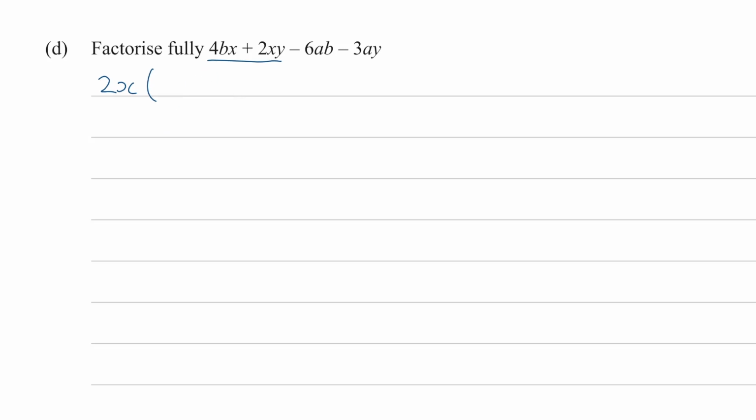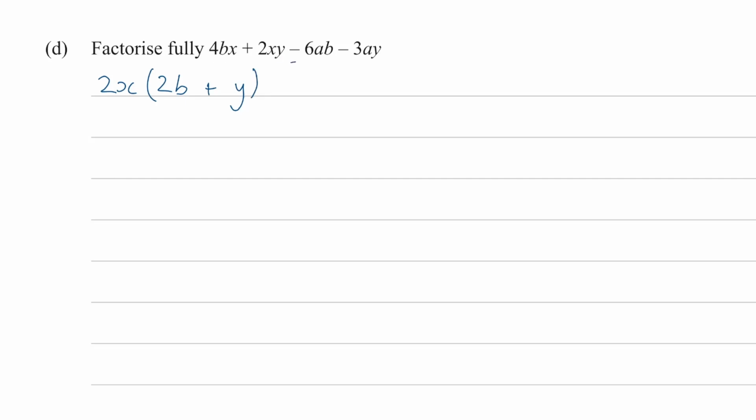4bx. Well, we'll need a 2 to get the 4, and we'll need a b. Right, and just double check, 2 times 2 is 4, x times b is bx. So that works. And then 2x times what gives us 2xy. That one is just y, right? And again, just check by expanding, because expanding is the opposite of factorizing. So if you factorized correctly, expanding it should get you what you started with.